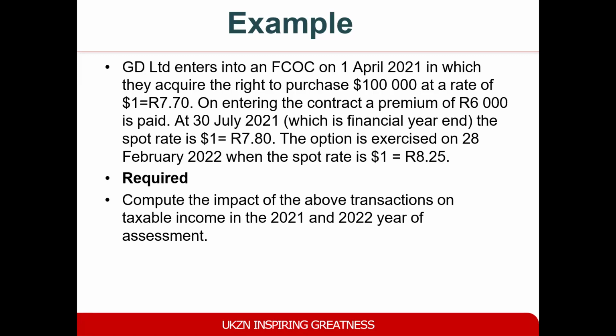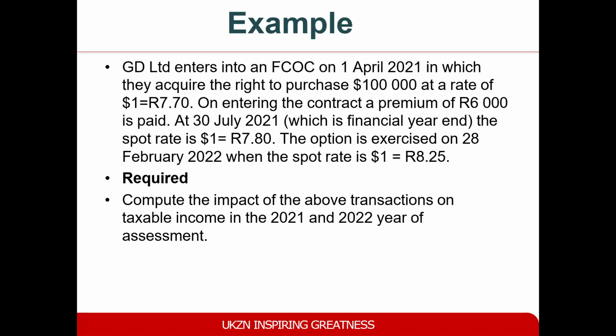Remember, guys, here it makes sense because they realize this, and it's actually a gain. Because they had a right. They purchased a right to acquire 100,000 at R7.70. But now the spot rate is R8.25. So it means they have a right to still buy at a lower rate, R7.70, than R8.25. That's why they exercise the right.